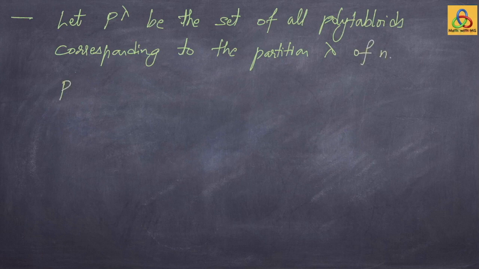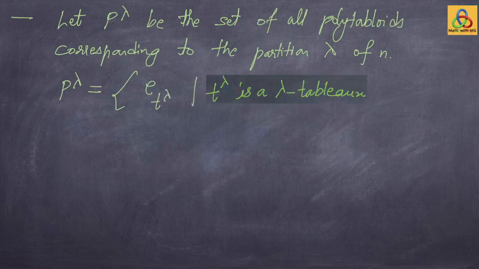So what is P lambda? P lambda is this set. It consists of E of T lambda, where T lambda is a lambda tableau. Notice here that P lambda is a subset of the complex vector space M lambda. So what we are going to show is that this subset is invariant under the representation phi lambda.